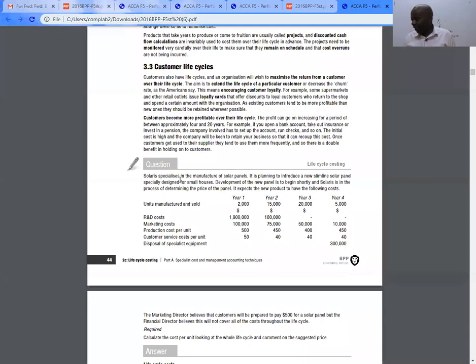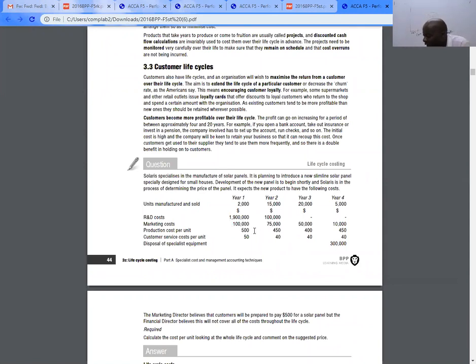Now, ladies and gentlemen, I can see research and development. That is no problem, that is fine. We have marketing cost. This is a lump sum; they have not said marketing cost per unit. So I will just add them exactly as they are. And then we have production cost, but per what? Per unit. So the production cost per unit, those ones you must multiply with the number of units.